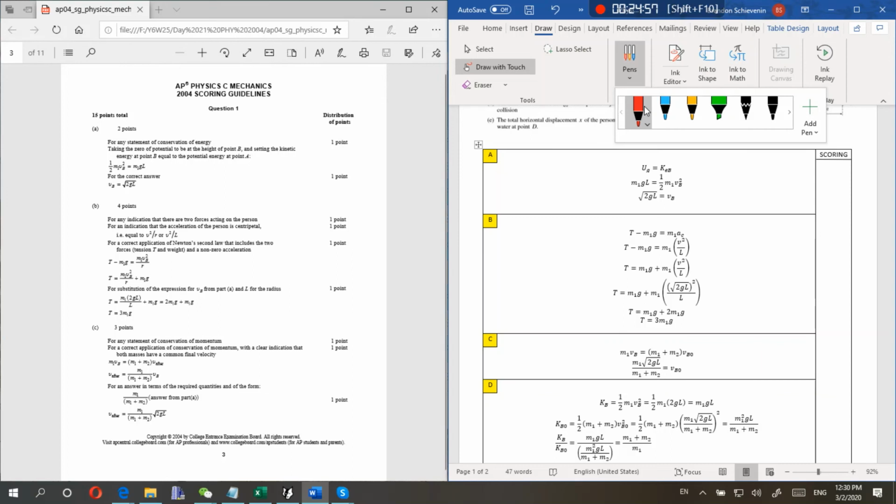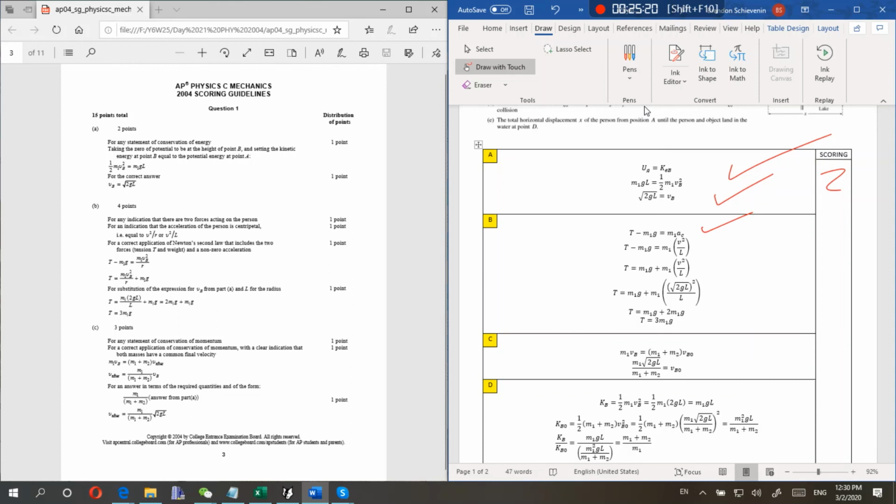Okay, so first one, any statement for conservation of energy is 1 point. Okay, so we've got that. And then correct answer, root 2gL, is 1 point. Got that. So that's 2 points out of 2. Then any indication that there are two forces acting on the person, tension and gravity. Okay, that's 1 point. An indication that the acceleration is centripetal, v squared over L, that's good. Correct application of Newton's second law, so that the tension minus weight should equal a non-zero acceleration. Okay, that's good. And then substitution for VB from part 1. That's good. Okay, so that's 4 points.